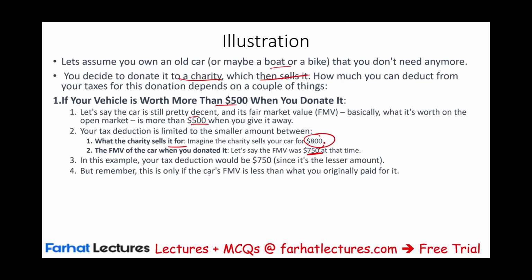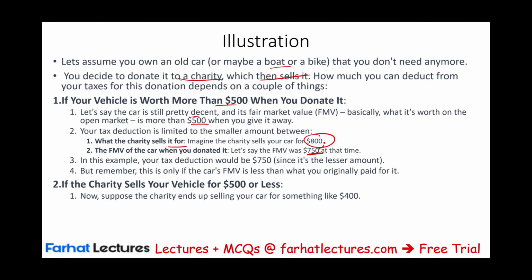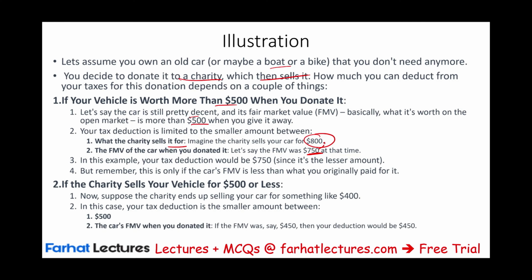Remember, this is only when the fair market value of that car originally is less than its original cost. Let's assume the charity sold this vehicle for $500 or less. Now, suppose the charity ends up selling the vehicle for something like $400, which is less than $500. In this case, your tax deduction is the smaller of $500 or the fair market value when you donated. If the fair market value was $450, then they would allow you to take the $450.